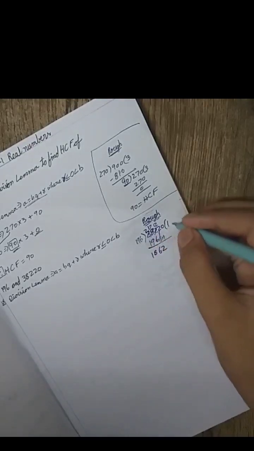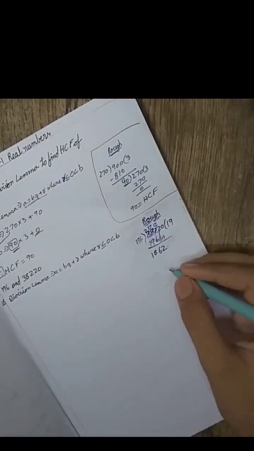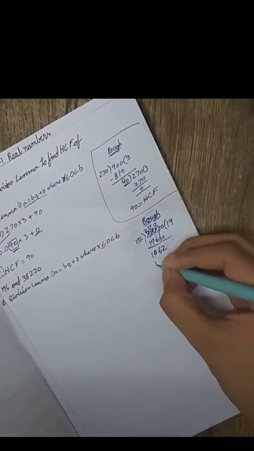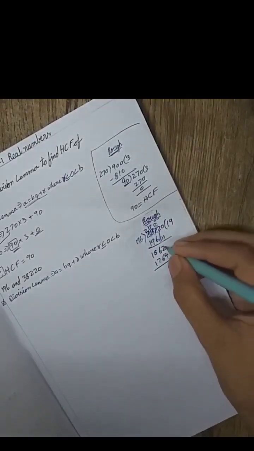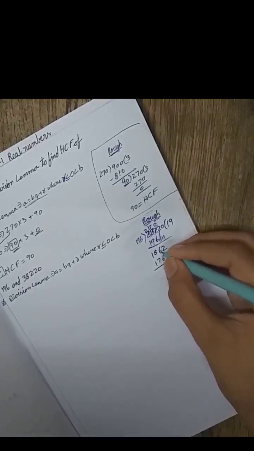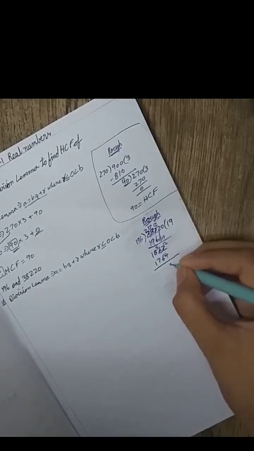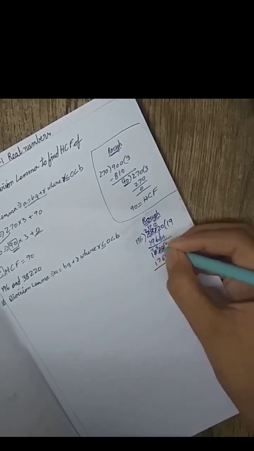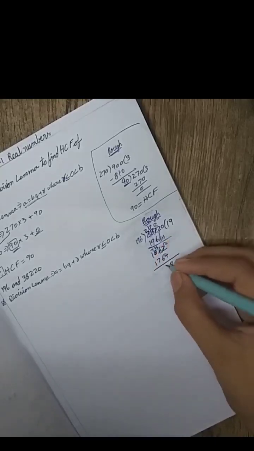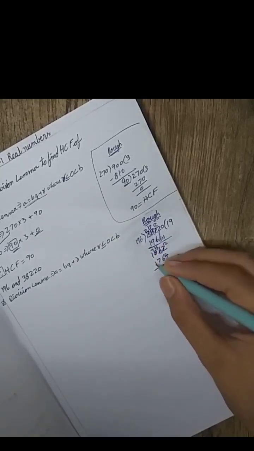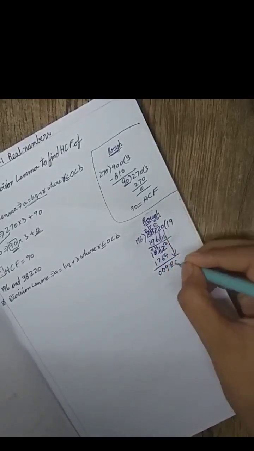Now let's do 196 nines. 196 nines is 1764. Again we need to do borrowing. 6 will become 5 and 2 will become 12. 12 minus 4 is 8. Again 8 will become 7 and 5 will become 15. 15 minus 6 is 9. 7 minus 7 is 0. 1 minus 1 is 0. Now bring this 0 down.